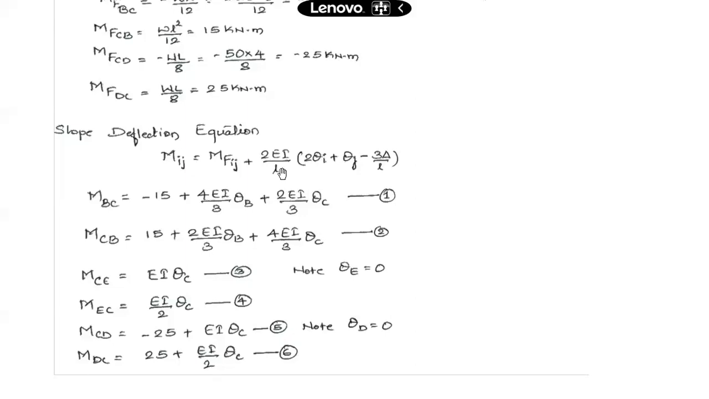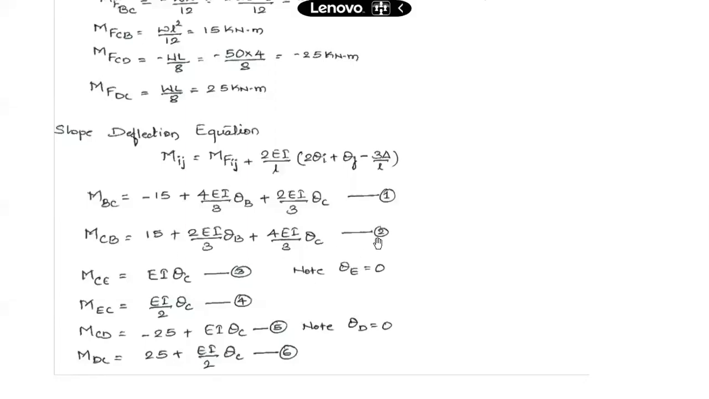L is again 3 meters. I is constant, it is simply 1I. So after substituting, this is the second equation we get on simplification: MFCB is 15 kilonewton meter, plus 2EI by 3 into theta B, plus 4EI by 3 into theta C, and this delta term is 0. Again, we don't have any relative settlement between B and C, so delta is 0. So this will be the form of the equation.